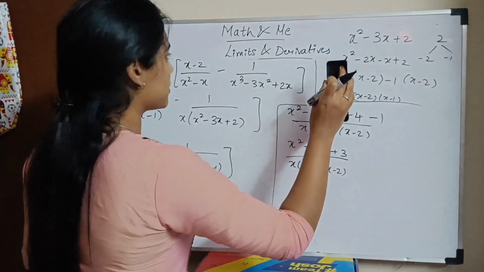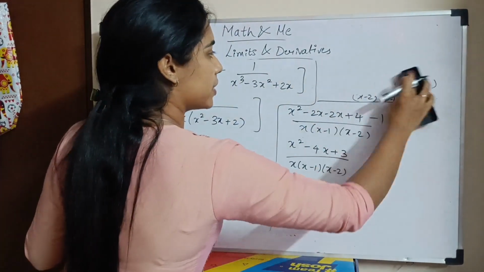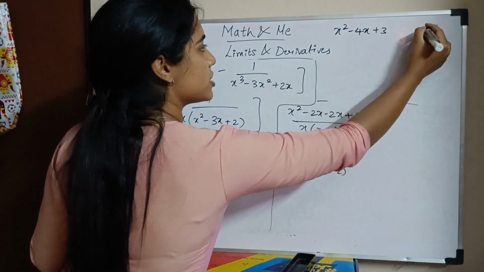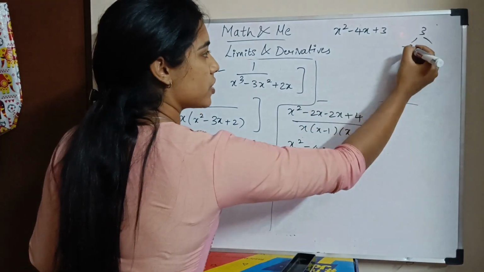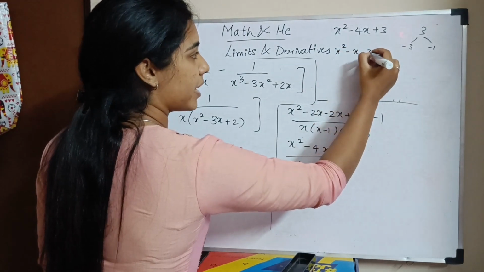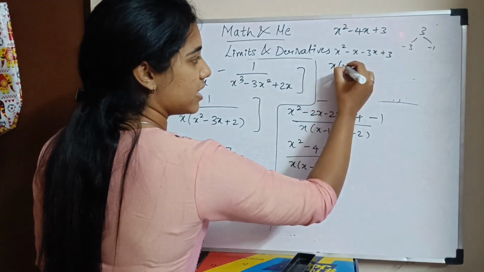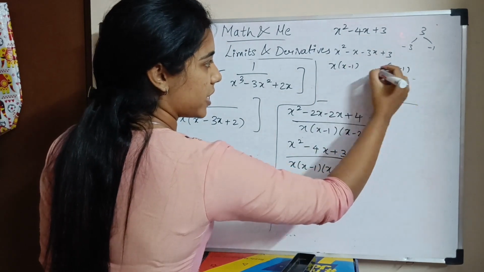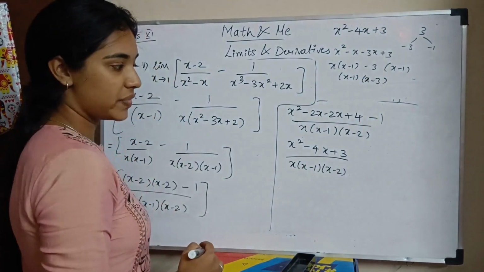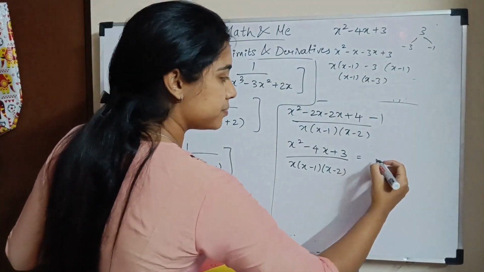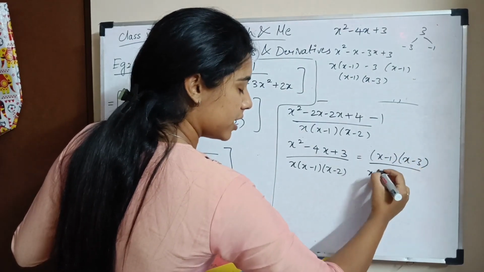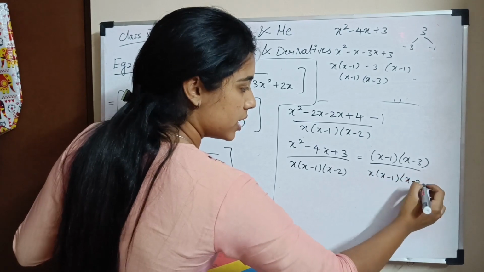x square minus 4x plus 3. You need the product to be 3 and the sum to be minus 4. So what would it be? Minus 3 and minus 1. So you do x square minus x minus 3x plus 3. Taking x outside, x minus 1. Here also x minus 1. You take 3 outside. So what do you get? x minus 1, x minus 3. So what does your numerator become? x minus 1, x minus 3 divided by x into x minus 1 into x minus 2.